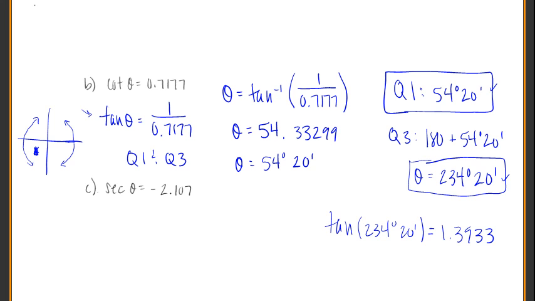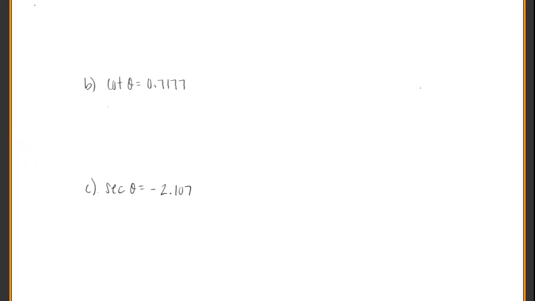Alright, so let's go on to our very last one for today, and we'll call this lesson finished. With this part C, it's kind of like a lot with cotangent. We don't have a secant button in our calculator, but we know secant is the same thing as the reciprocal of cosine. So we're going to go 1 over the negative 2.107. And cosine, which is our x values, is going to be negative in quadrants 2 and 3. So that's where we're going to look to get our answers.